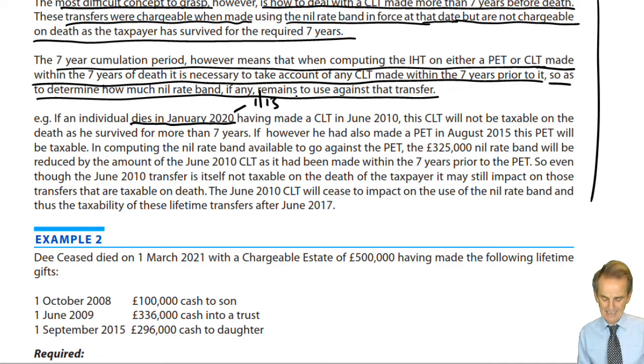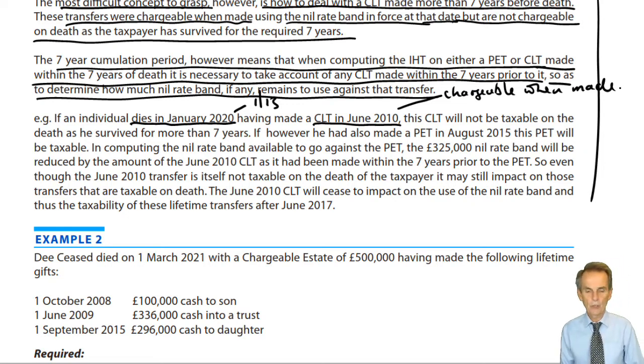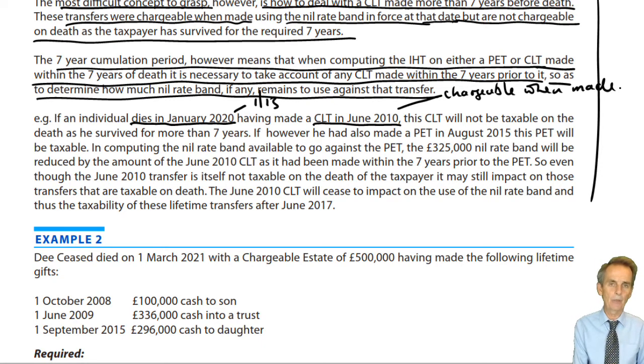What did we do in lifetime? We'd made a CLT in June 2010. What do you know about a CLT? That CLT was chargeable when made. And therefore, when made, you would have compared the then chargeable transfer with the then nil rate band. It happened at that date still to be £325,000. You'd have compared it, and any excess above 325, tax at either 25% or 20%.